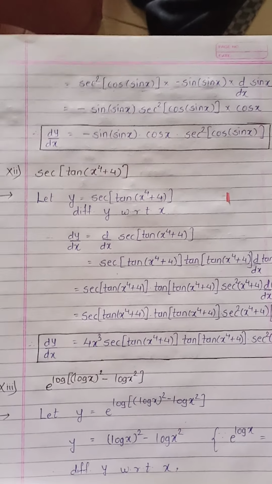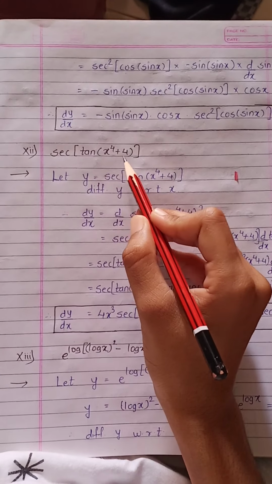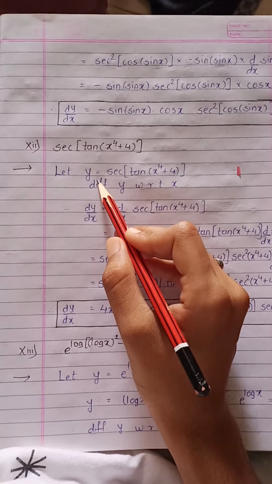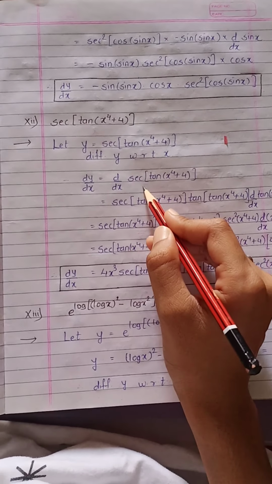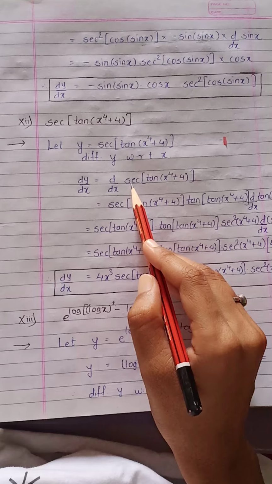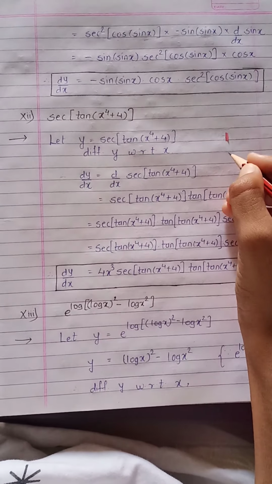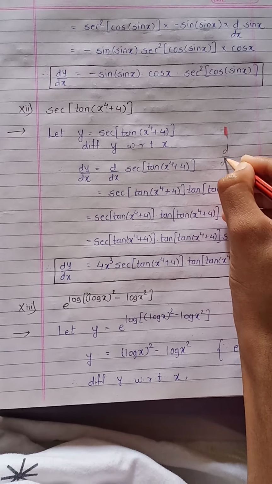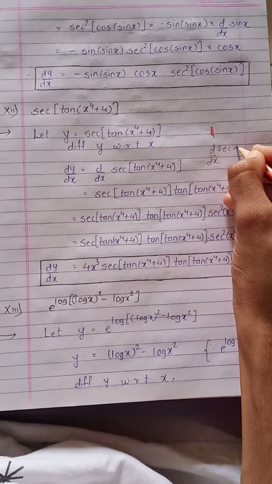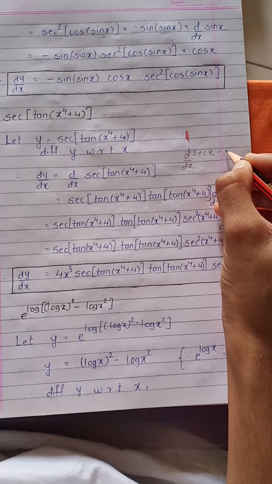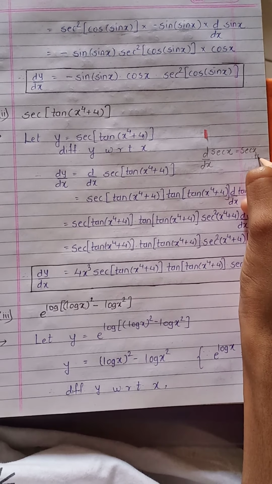Arrange it properly. Next question is sec of tan of x raised to 4 plus 4. Consider the function as y, differentiate this y with respect to x and write the first step. So the derivative of sec theta is sec theta tan theta, right? Or sec x we can say here, as we are differentiating with respect to x. So it will be sec x into tan x.